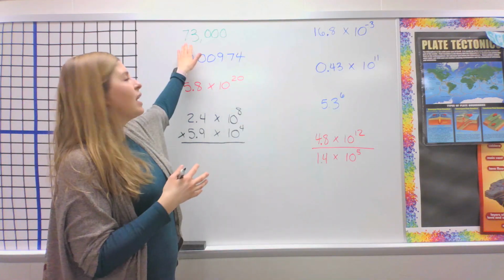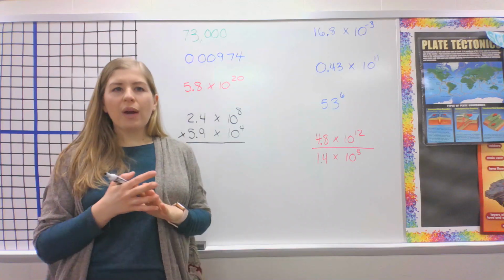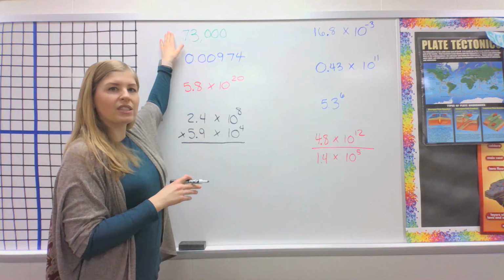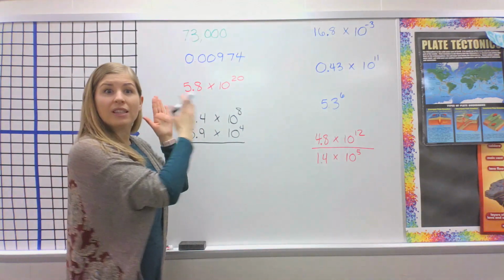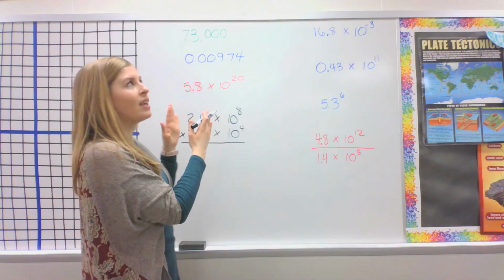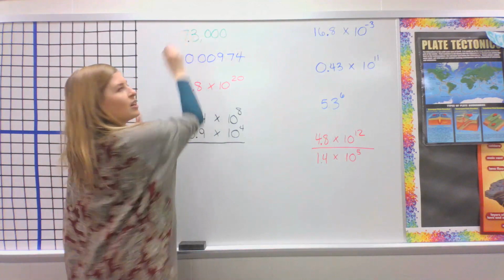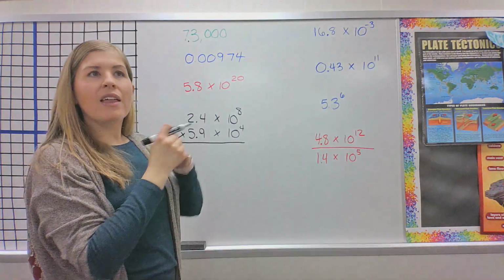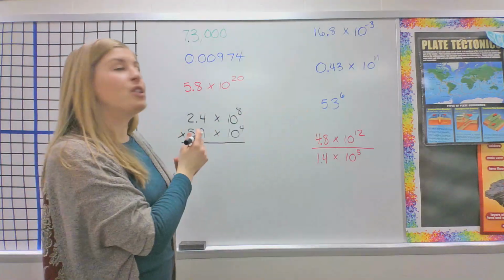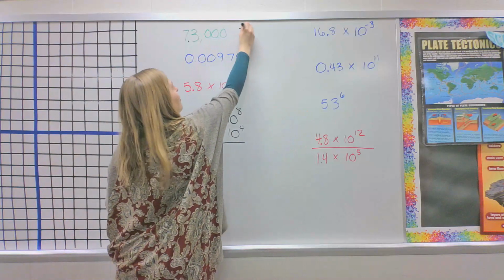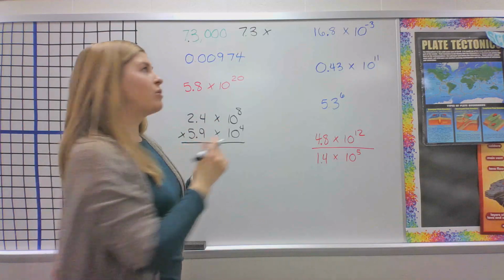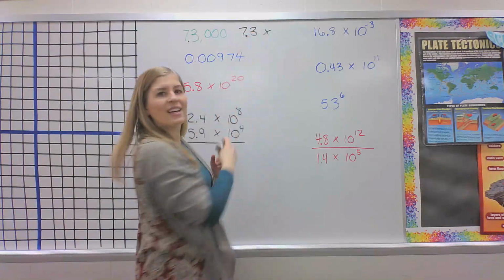If we have the number 73,000, the way we can write it in scientific notation is by getting 73,000 down, keeping the digits in the same order, to a number that's between 1 and 10. So if I put my decimal here between the 7 and the 3, that would be 7.3. 7.3 is between 1 and 10 on a number line, so we can use that as our first number. So we have 7.3.